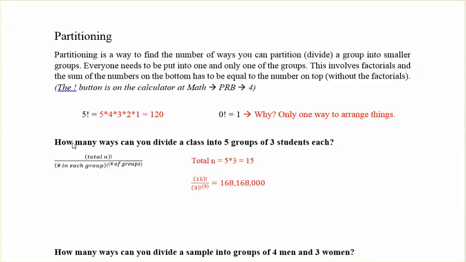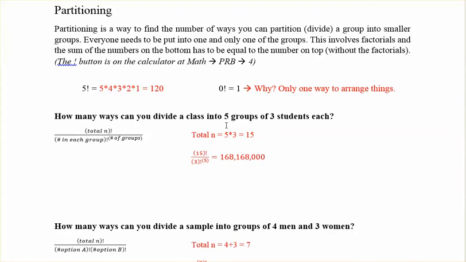So here's an example. How many ways can you divide a class into 5 groups of 3 students each? So you've got 5 groups and there's 3 students in each group. So to get your total, if you've got 5 groups and there's 3 in each group, that would be 5 times 3, which is 15 total students. So then you take your 15 factorial divided by the number in each group. So that's your 3 factorial raised to the power of 5, because that's your 5 groups.